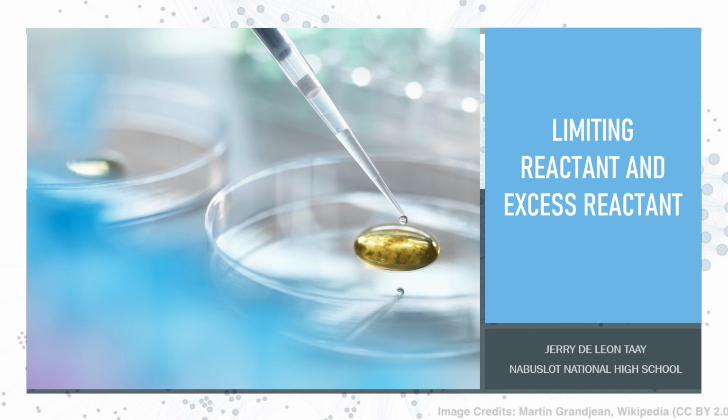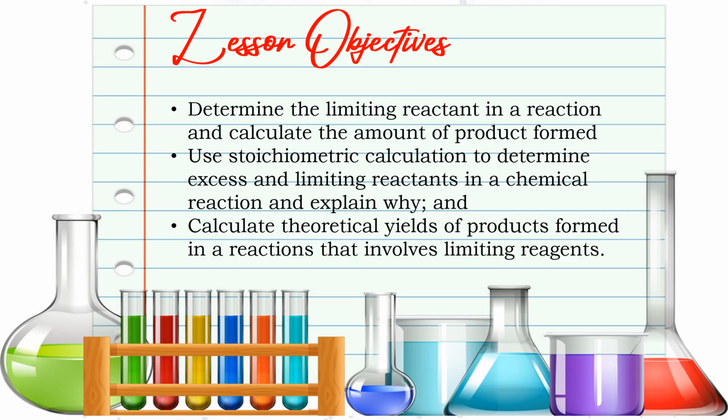But before that, at the end of this module, you should be able to determine the limiting reactant in the reactions and calculate the amount of product formed. Use stoichiometric calculation to determine excess and limiting reactants in a chemical reaction and explain why. And the last objective will be to calculate the theoretical yields of products formed in the reactions that involve a limiting reagent.